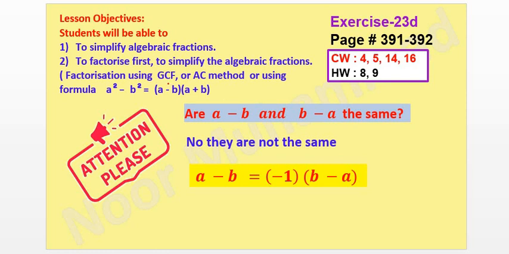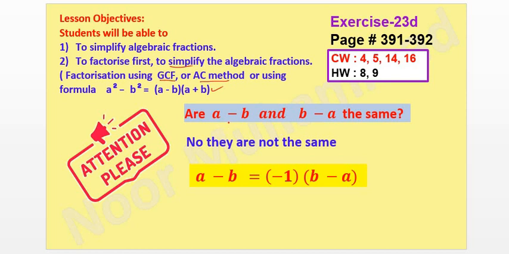As you know, we were using the GCF method, the AC method, or this formula to factorize the numerator and the denominator, and then we were simplifying the fractions after factorization. Now we will have cases like this in these questions.